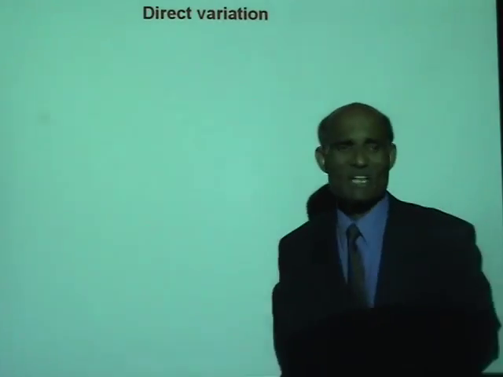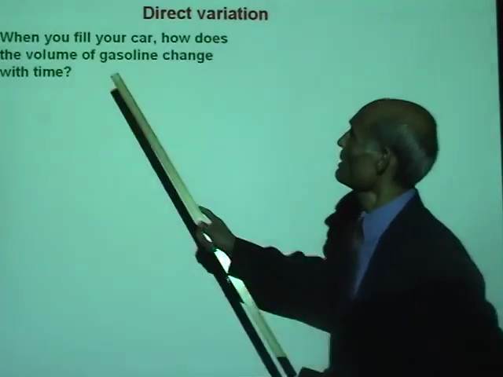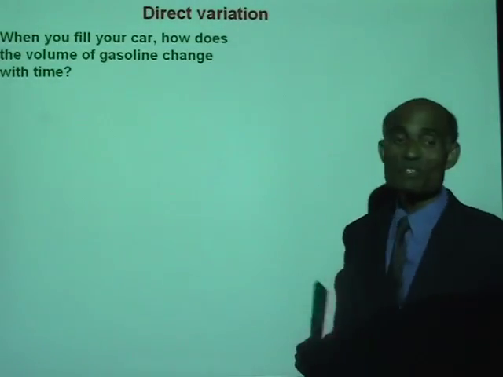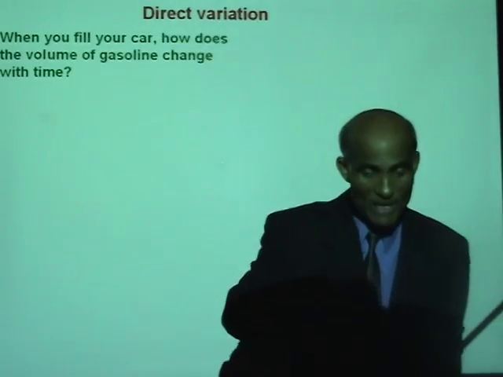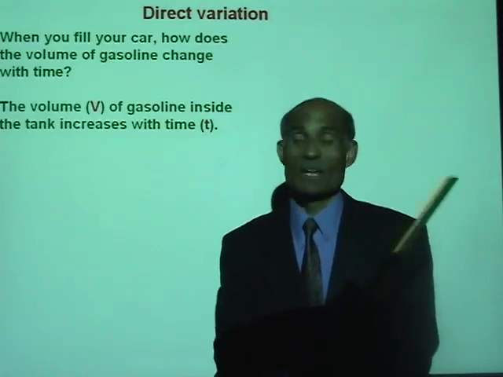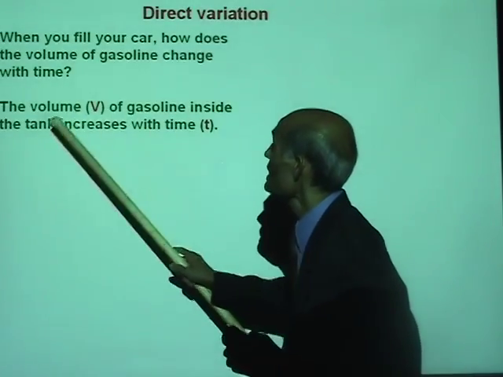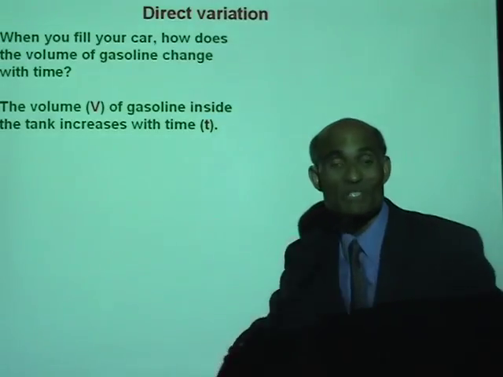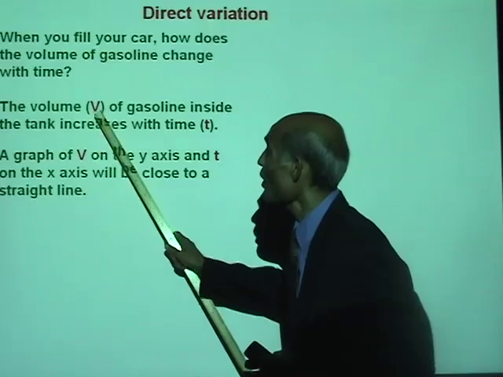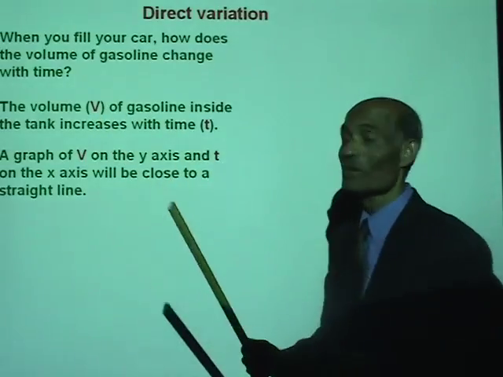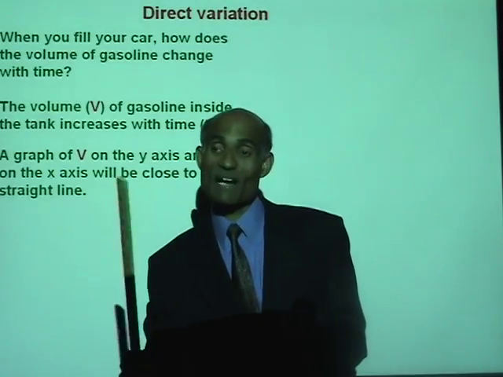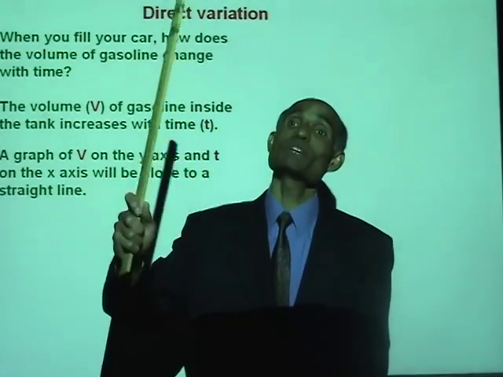Alright, what is direct variation? We talked about it. When you fill your car, how does the volume of gasoline change with time? As you keep filling, the volume of gasoline in your tank increases. Now, the volume V of gasoline inside the tank increases with time. That is a direct variation. A graph of volume against time, if you now draw a graph of volume on the y-axis and time on the x-axis, it will be a straight line.